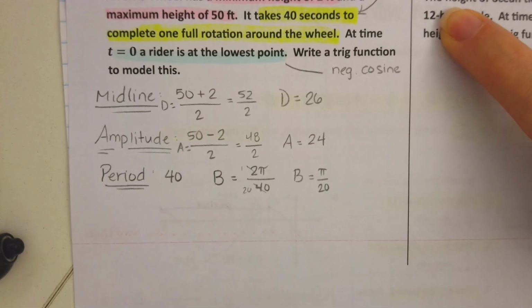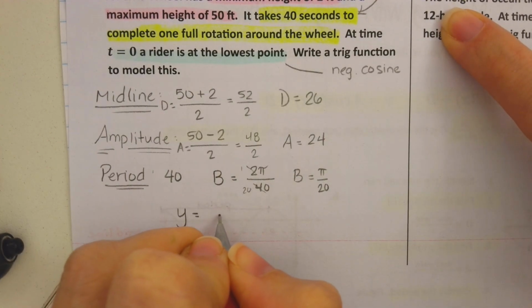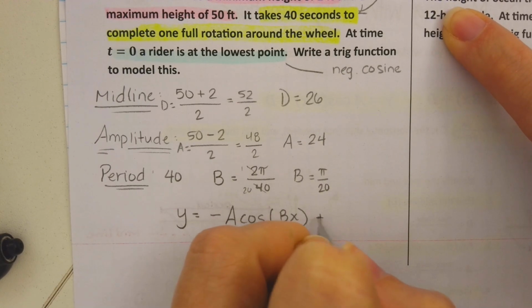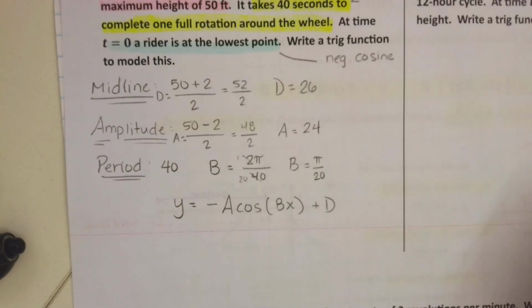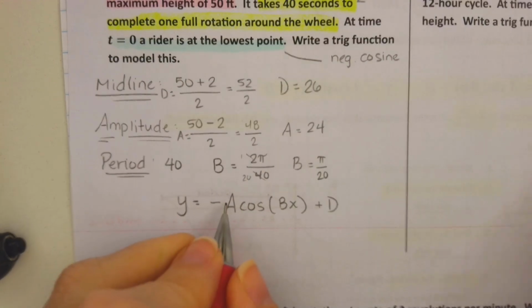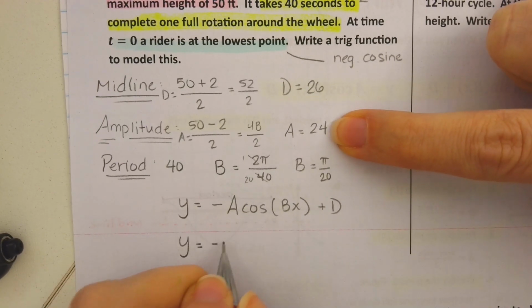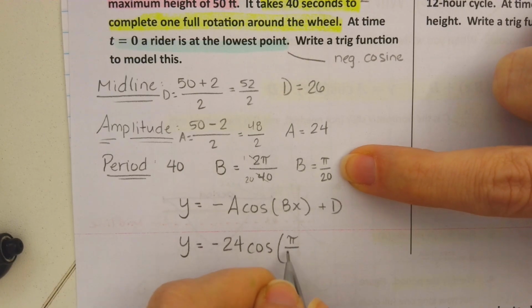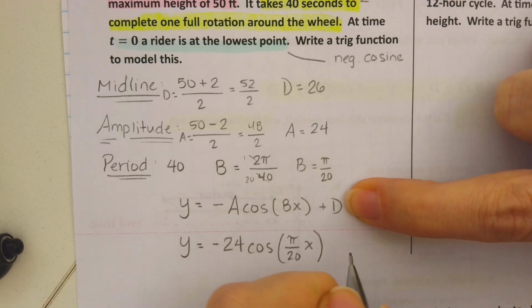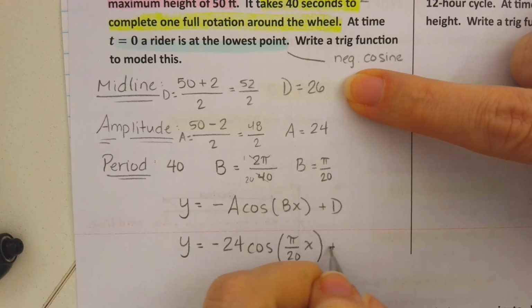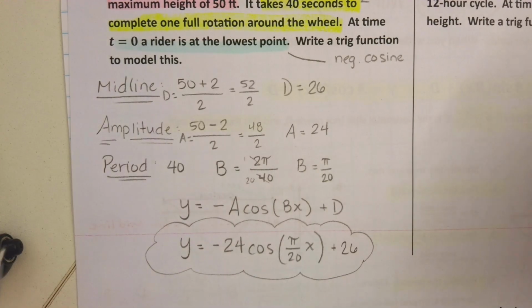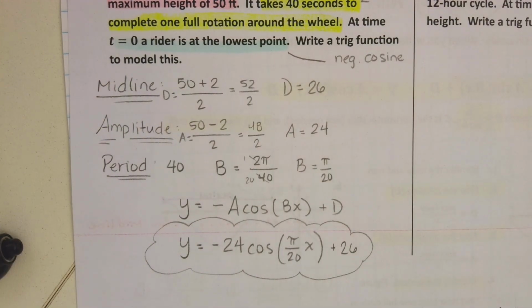So I'm going to write my blank negative cosine equation with all of its variables: negative a cosine of bx plus d. Then I'll substitute in the ones I found. For my a, that would be negative 24 cosine. My b was pi over 20. And my midline had a vertical shift up 26. So on the word problems, you kind of have to make a little puzzle that you're putting together with all the little clues they give you.